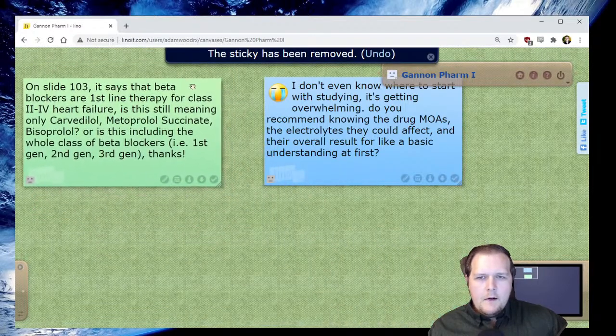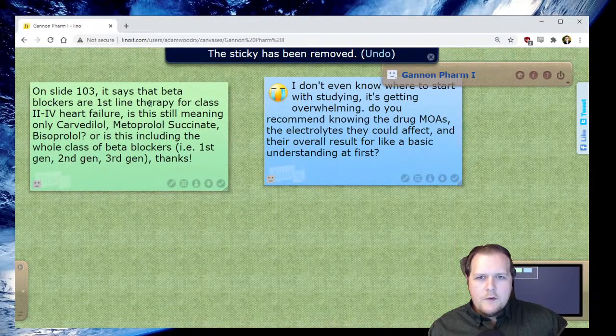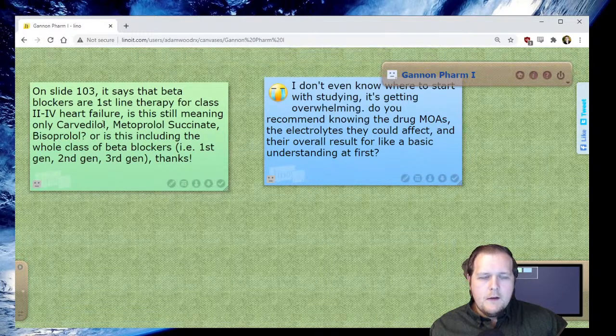Someone was saying on slide 103, it says that beta blockers are first-line therapy for class 2 to 4 heart failure. Is this still meaning only carvedilol, metoprolol succinate, and bisoprolol, or is this including the whole class of beta blockers for second and third gen? For my purposes, if I'm asking about beta blockers in the context of heart failure, I am going to be referring to those three. So I would definitely keep that distinction in mind. On that slide, it was more of just a broad categorization of what you would see beta blockers being used for. So hopefully that clears that up.